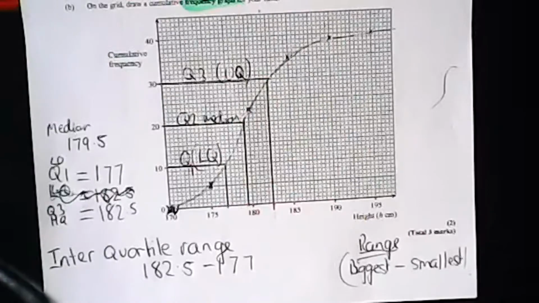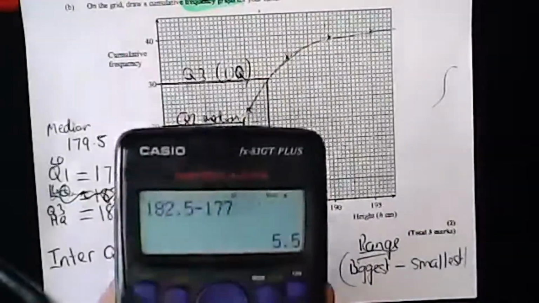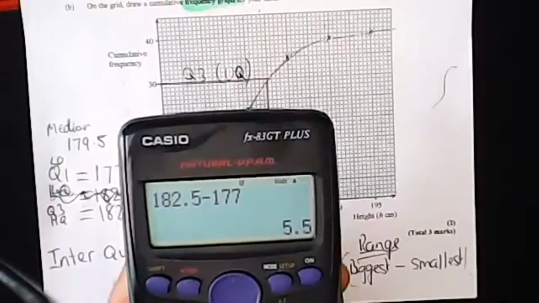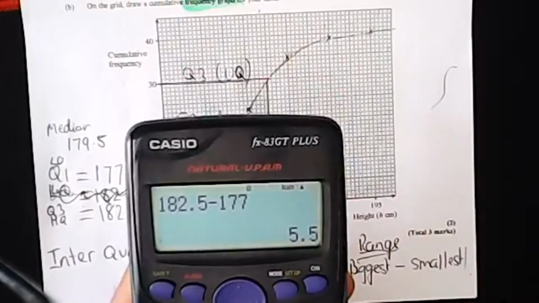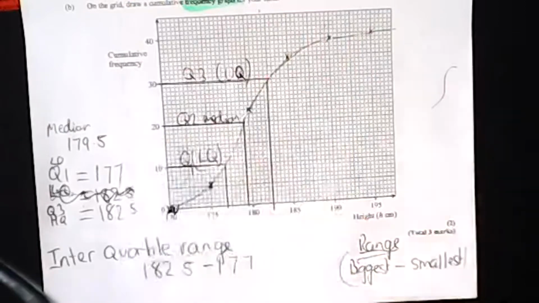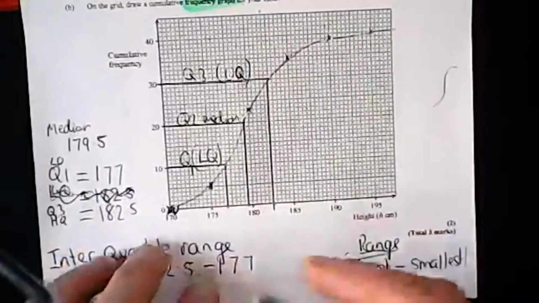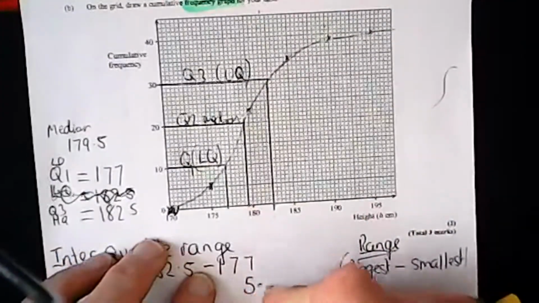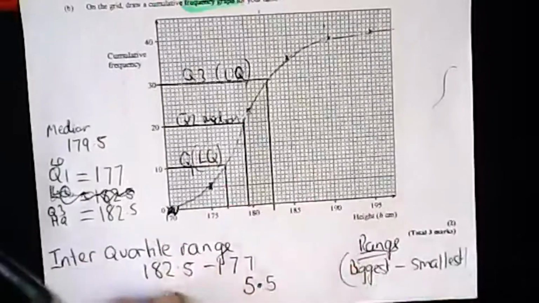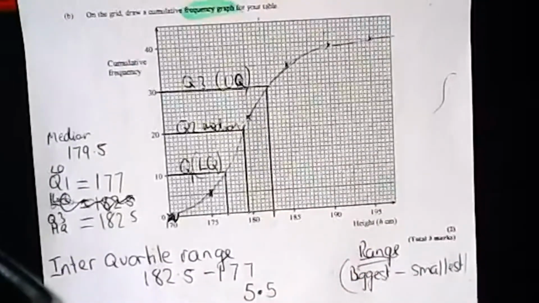Okay, so work that out. Okay, I've done it on the calculator, cheated. I shouldn't have, really, straightforward, but I have. So we've got 182.5 minus 177 is 5.5. And that's our range, 5.5 units interquartile range.